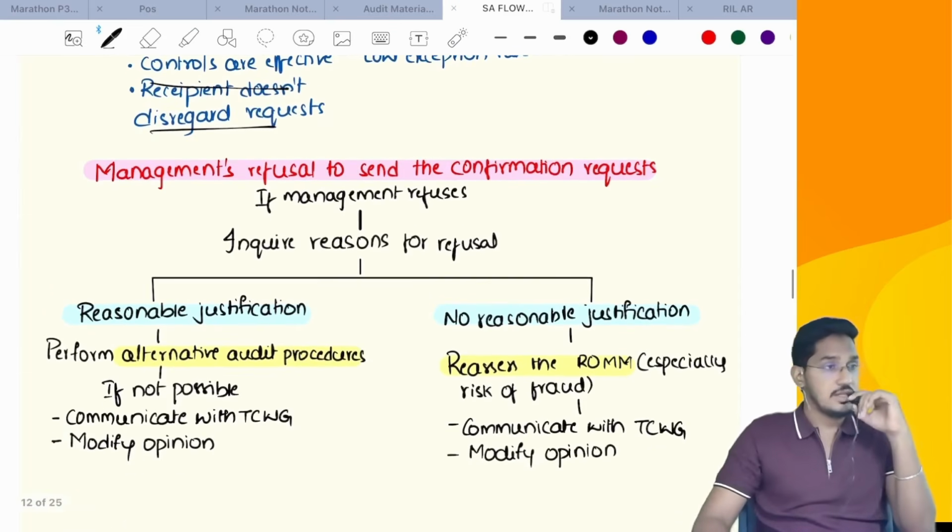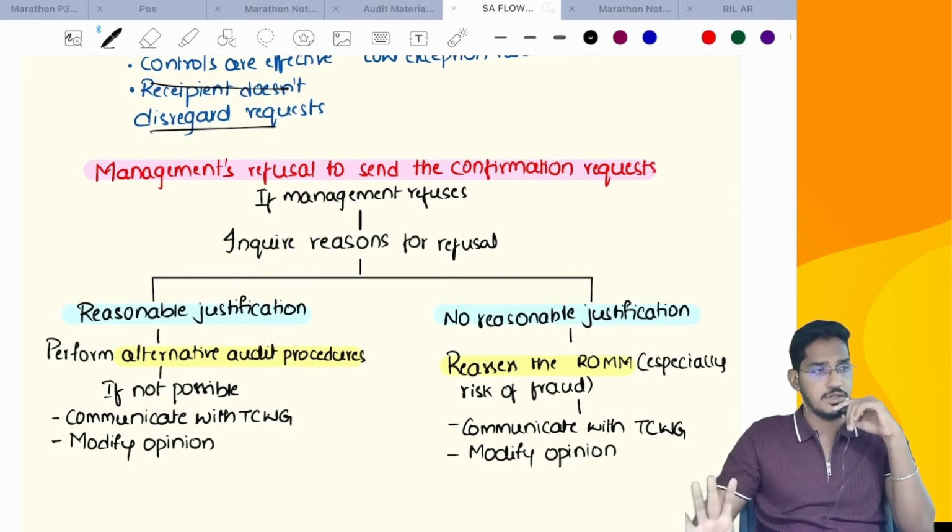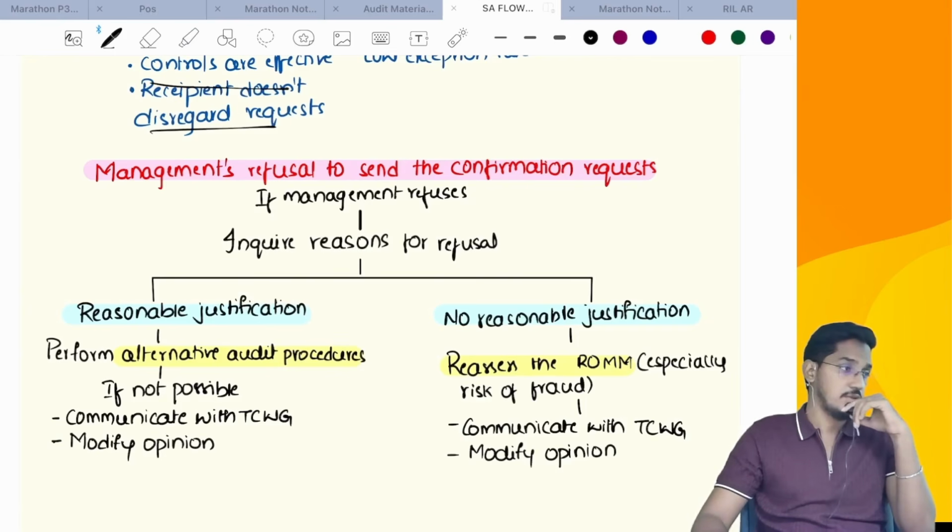However, if management is not giving any reasonable justification. They told, sir, don't send external confirmation. I asked them for reasons. They are not at all giving me any reasons, or they gave me some reasons which are not at all acceptable. Then what they're asking you to do is reassess your risk of material misstatement. You might have done the risk of material misstatement assessment at the beginning of the audit. Reassess the risk of material misstatement. Why? Because now you got to know about the true nature of the management.